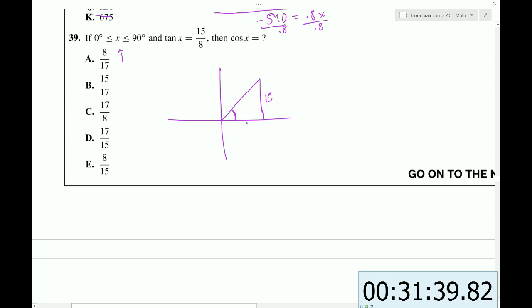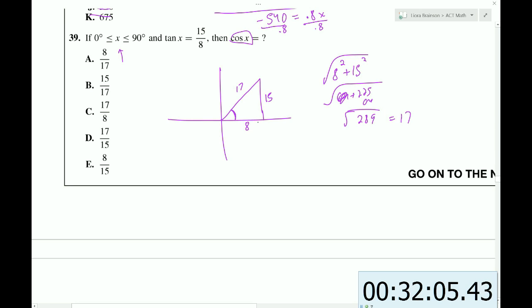So opposite over adjacent. We want to know the cosine, so we're going to need the hypotenuse. So we have to use Pythagorean Theorem. So we do this, 64, 225. So when we add these together, we end up with 289. And the square root of 289 is 17. Okay? So now when we're doing our cosine, which is adjacent over hypotenuse, we have adjacent, we have hypotenuse, so we get answer choice A.